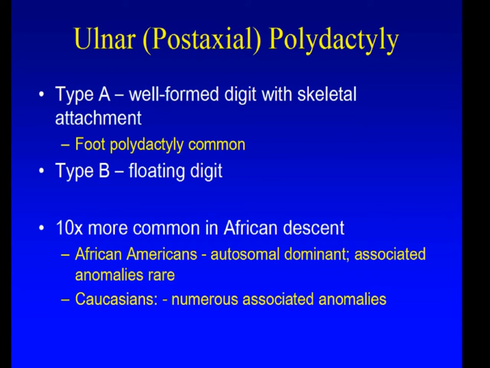Okay, so moving on to the postaxial polydactylies. These are the ones that we see more commonly. There are 2 different types, type A and type B. The type A is very similar to the thumb polydactyly, where it's a well-formed digit that has a firm skeletal attachment and can very often have functioning tendons in it. That one can be associated with foot polydactyly as well. And then there's the type B, which is the one that we typically see, which is that little floating nubbin on the side of the small finger.